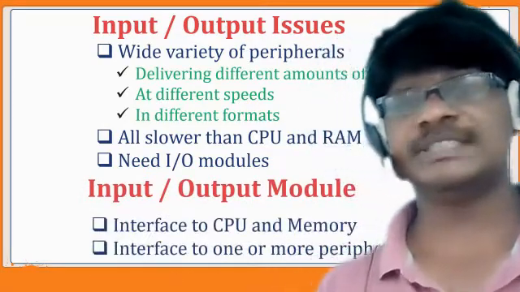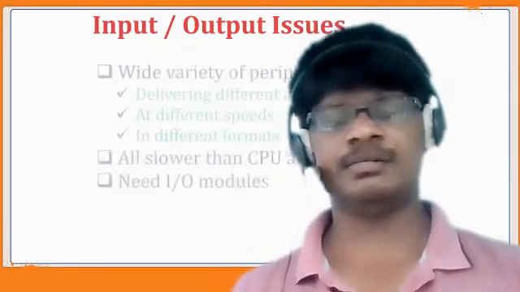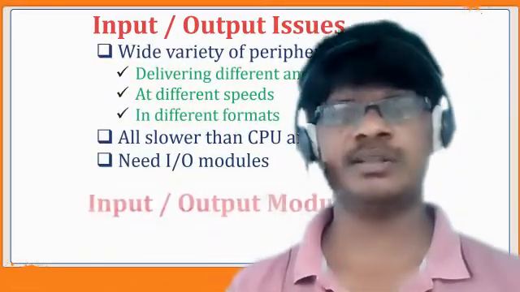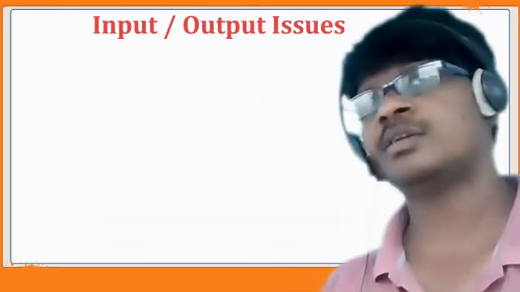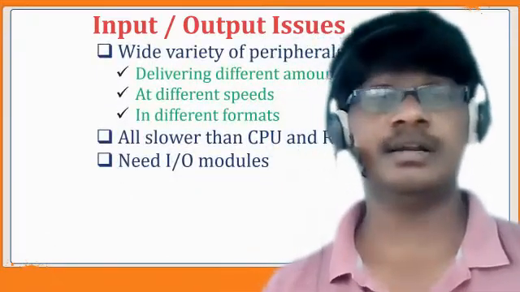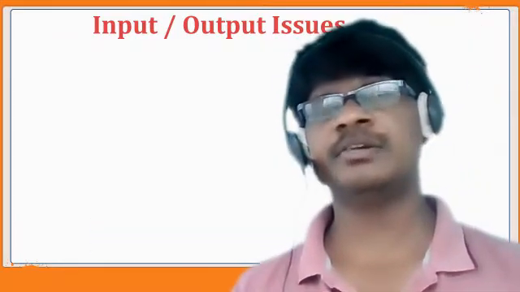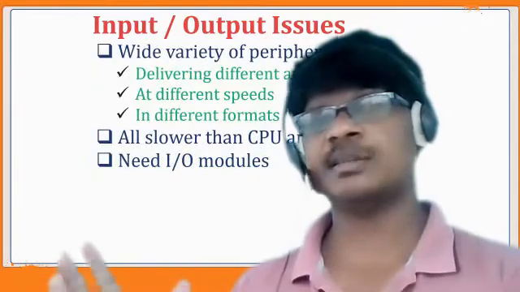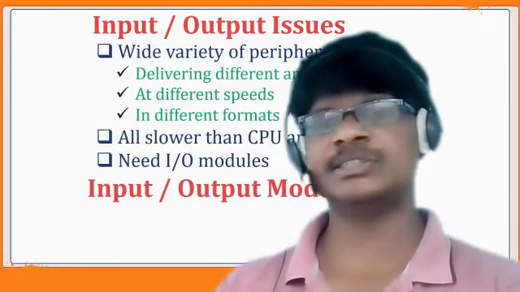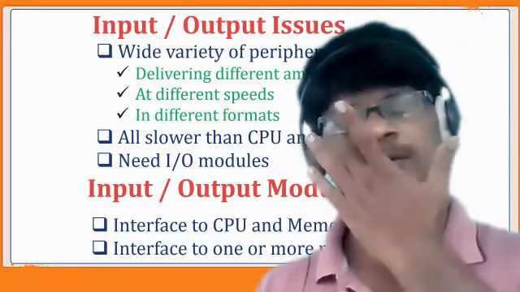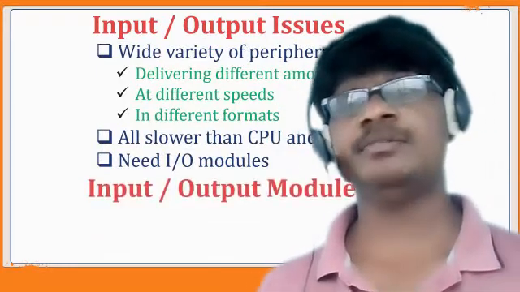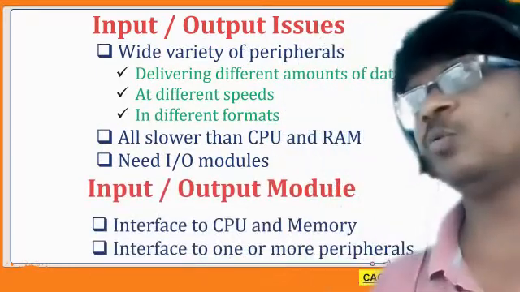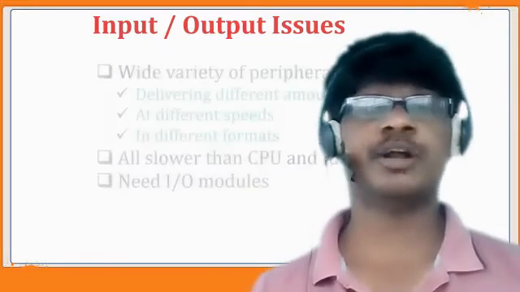The main issue is that it has a wide variety of peripherals. There are a lot of external devices, a lot of input and output devices available in the market for delivering different amounts of data. If it is a larger amount of data, we can attach an external hard drive, and at different speeds also. Even for using a pen drive, we must look at the classes: class A, class B, class G, or class 10, class 3. And also different formats. For audio recording, we can use a CD recording. So we have a wide variety of peripherals. That is the main issue of this input and output module or component.